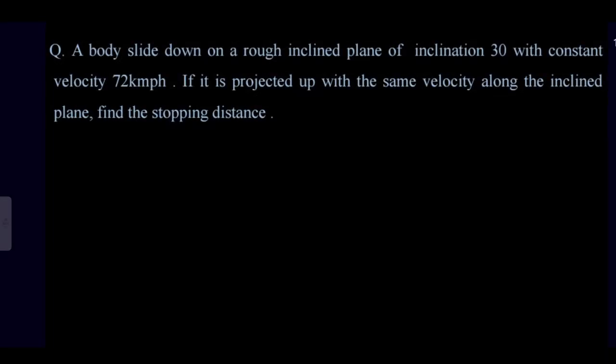Take the next problem. A body slides down on a rough inclined plane of inclination 30 degrees with constant velocity 72 kilometers per hour. It is projected up with the same velocity along the inclined plane. Then find the stopping distance.